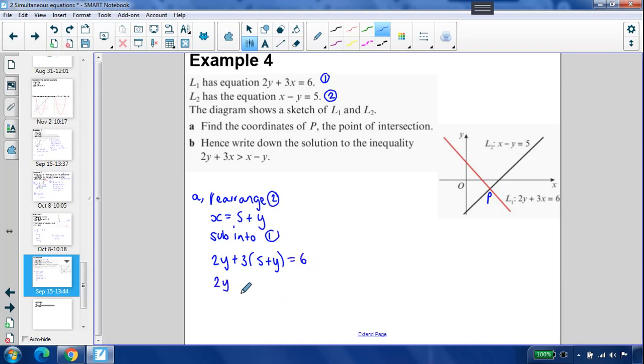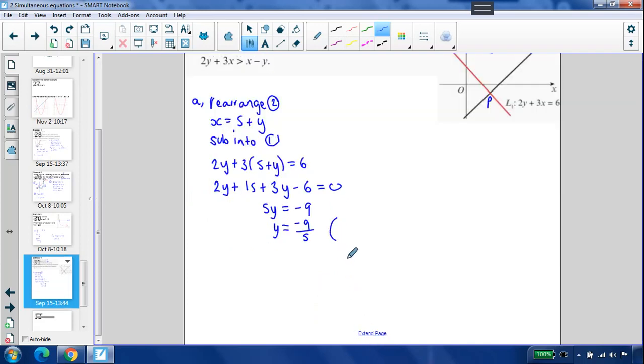Let's expand. So 2y plus 15 plus 3y minus 6 is equal to 0. So then I'm going to have 5y is equal to, well, 15 minus 6 is 9, and I'm going to move it over there. So minus 9. So y is going to be equal to minus 9 over 5. Now you can leave it like that, but minus 9 over 5 is minus 1.8.